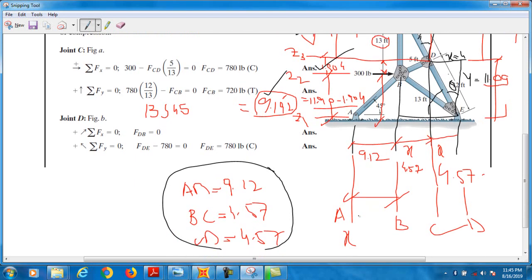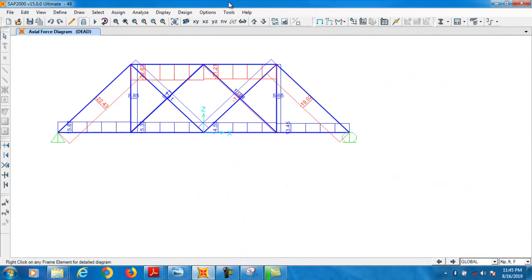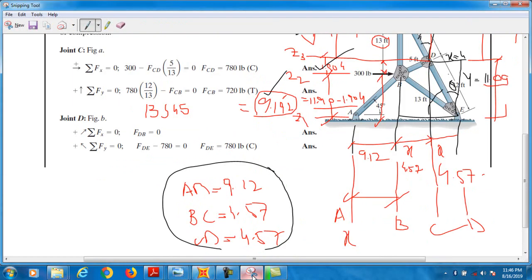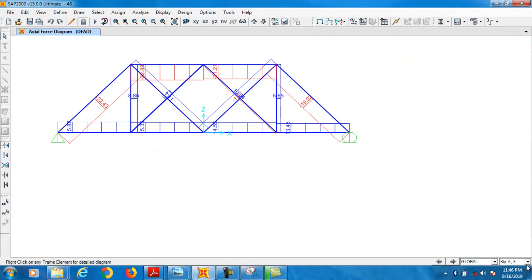Now let's see, we will model this required truss. Make sure your units are in pound feet, clear? So convert units to pound feet.